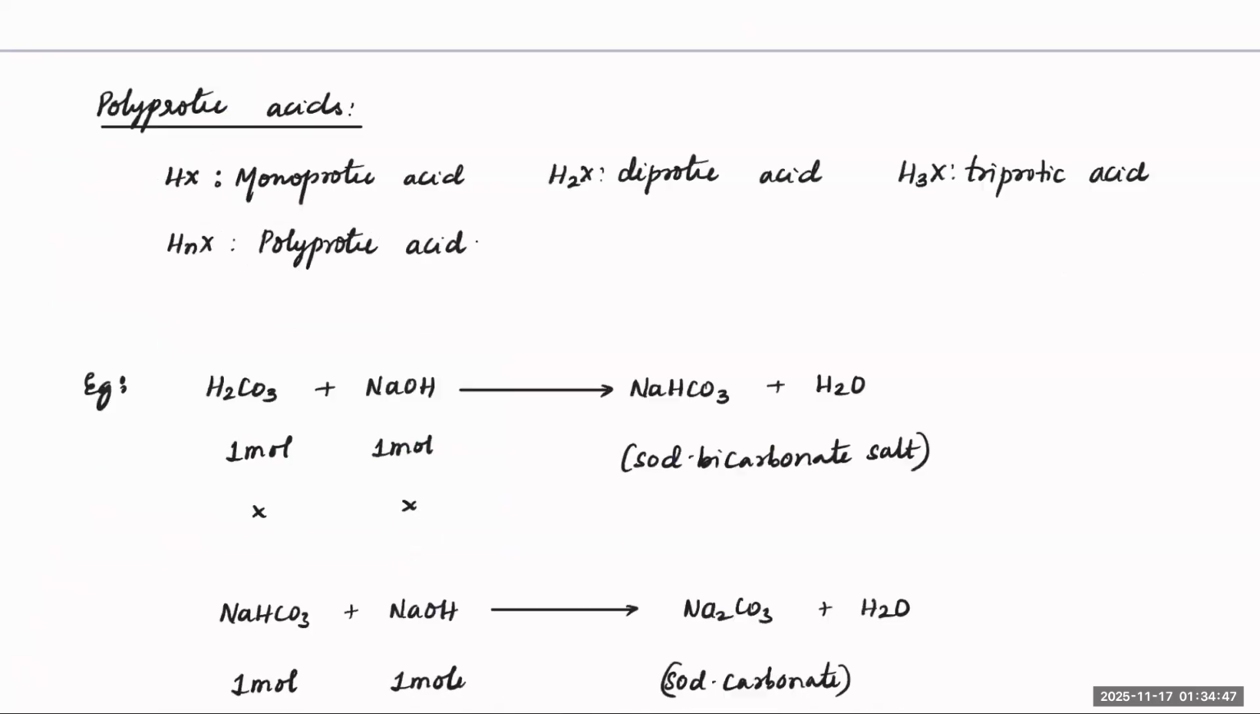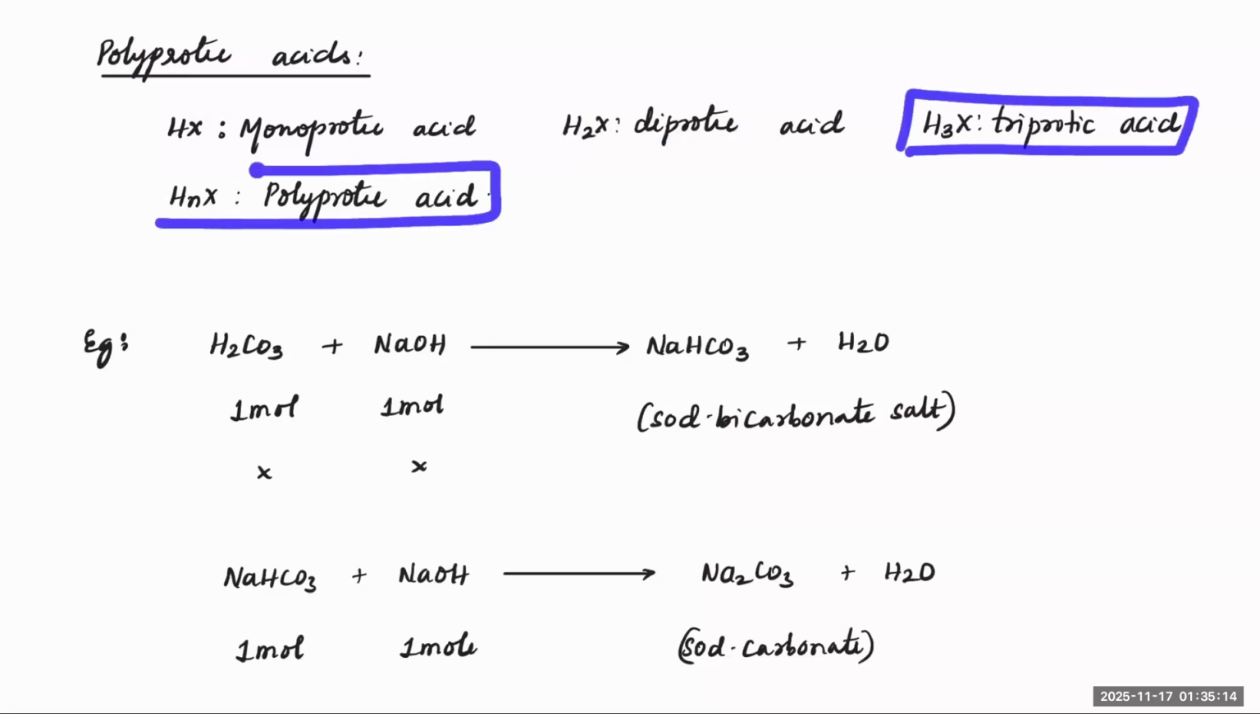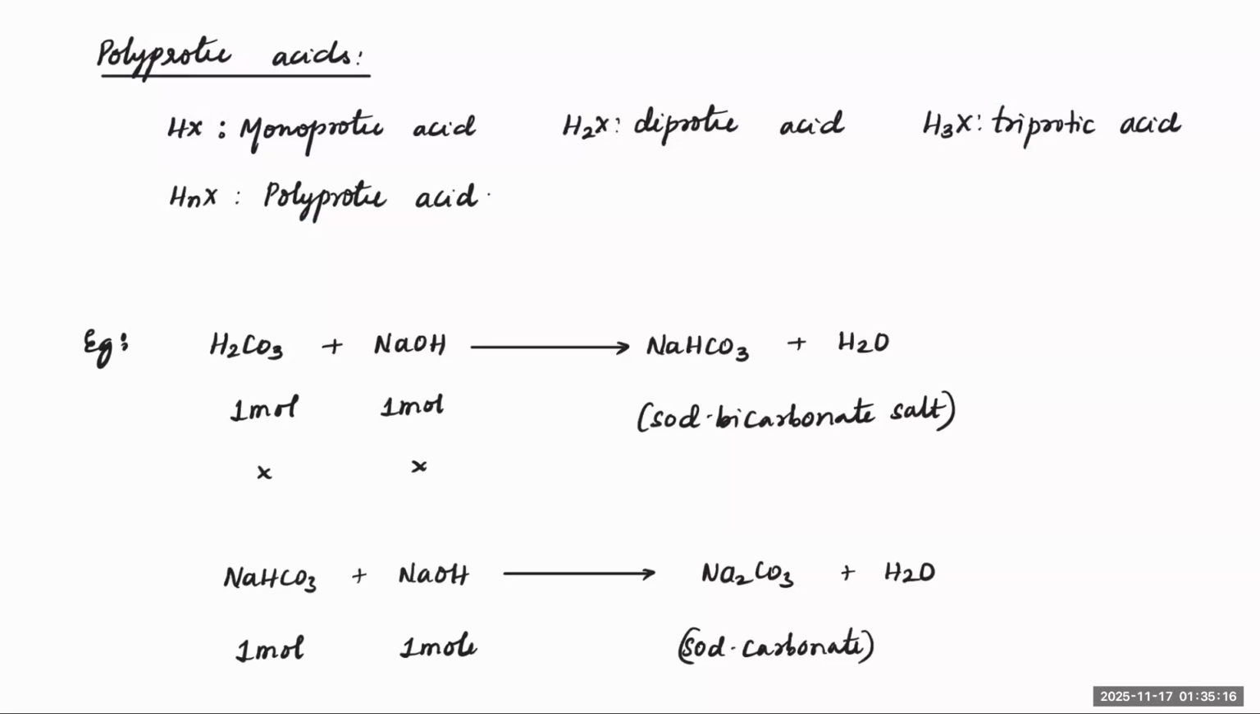Right. Check out. The next type of hydrolysis which you will notice is from polyprotic acids. For example, if HX is a monoprotic acid, then H2X is a diprotic acid, H3X is triprotic, and HnX is a polyprotic acid. This definition I told you earlier also.